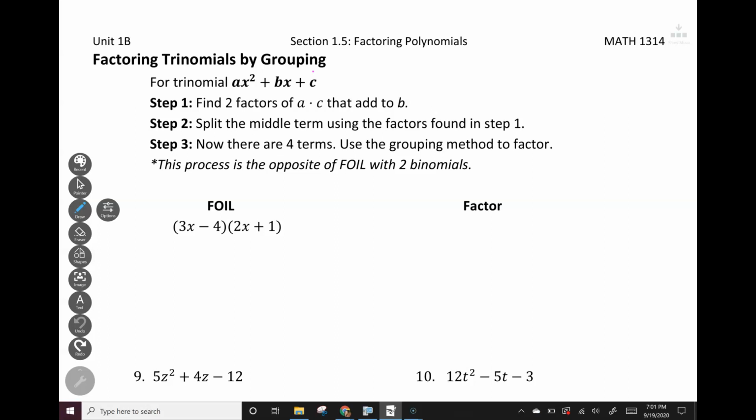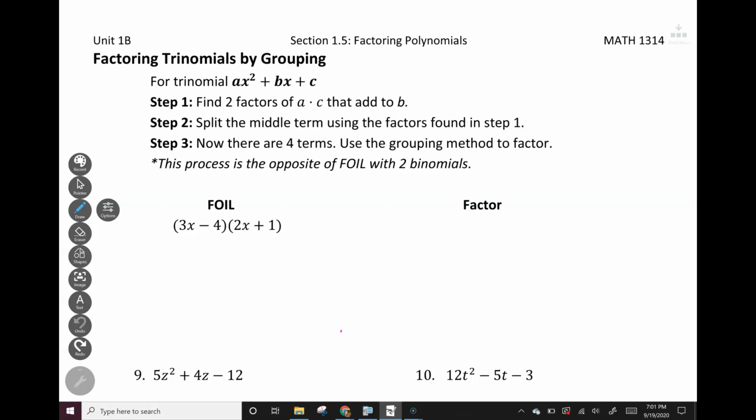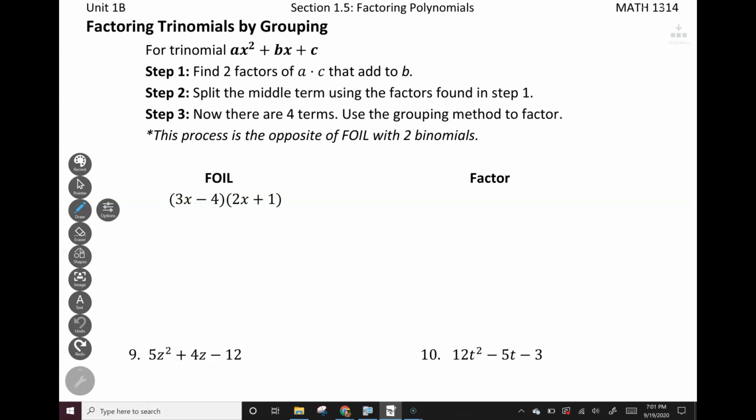We also talked about factoring by grouping yesterday, and the reason we did that is because the way that you factor trinomials properly, when there's a leading coefficient other than 1, is by grouping. So first, I want to take a look at FOILing these two binomials, and then we're going to use the steps to factor it and maybe just make a connection there of what's happening.